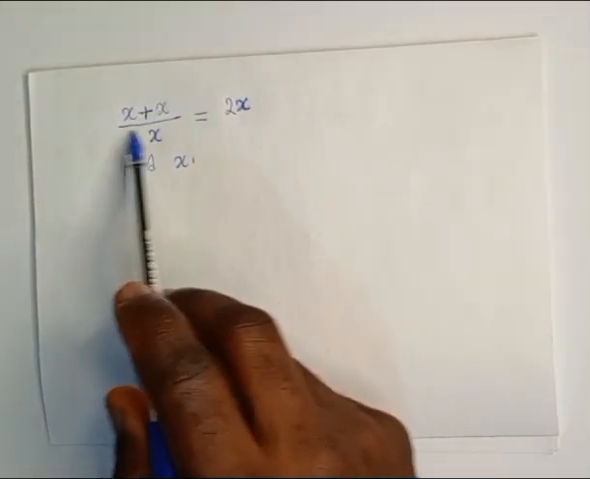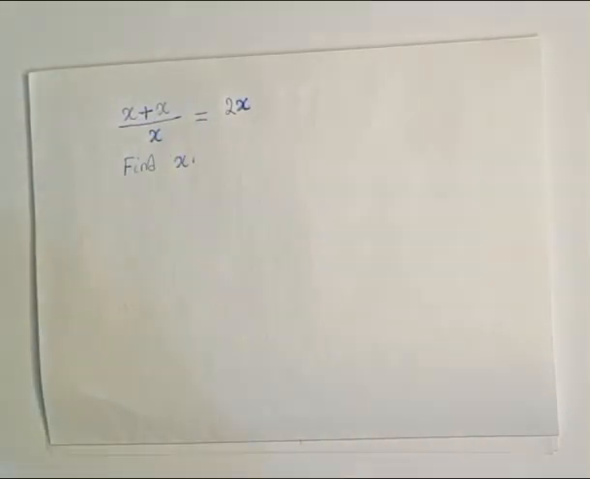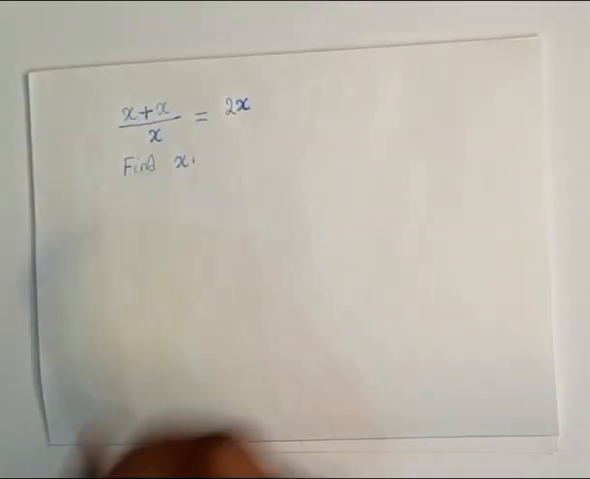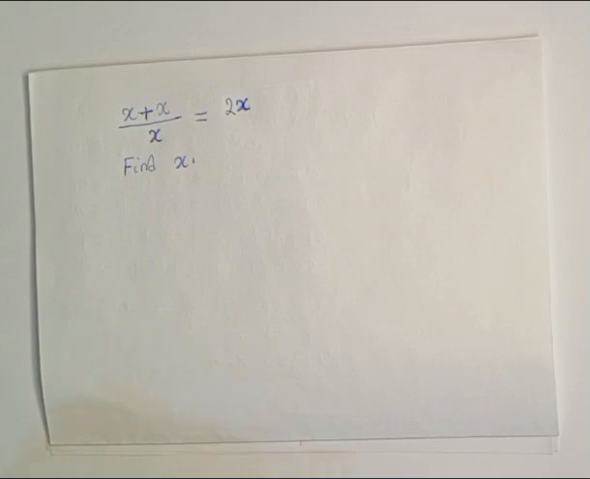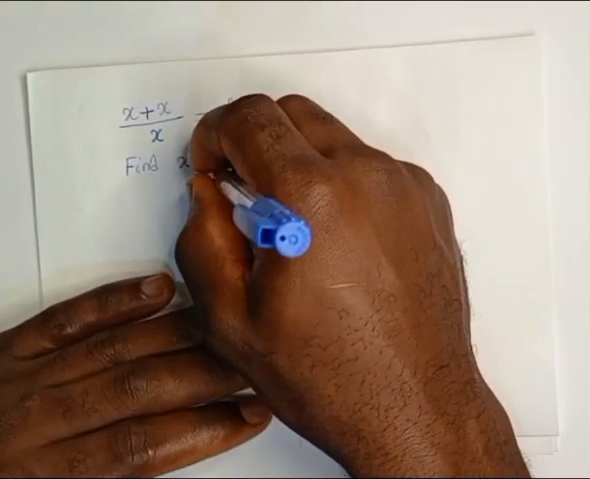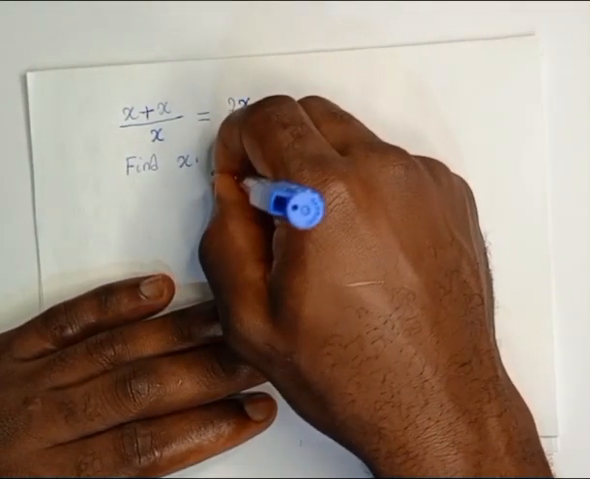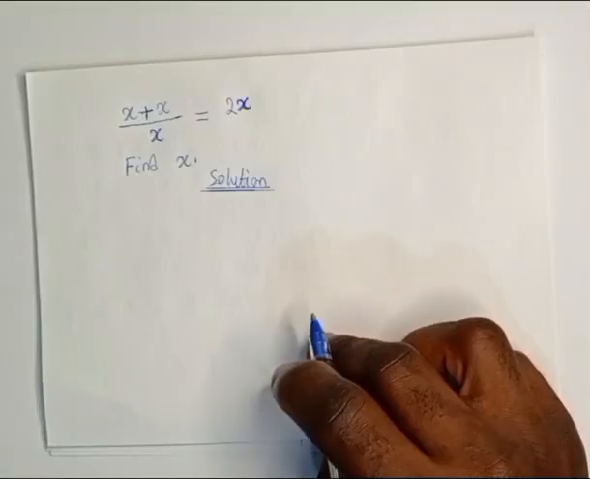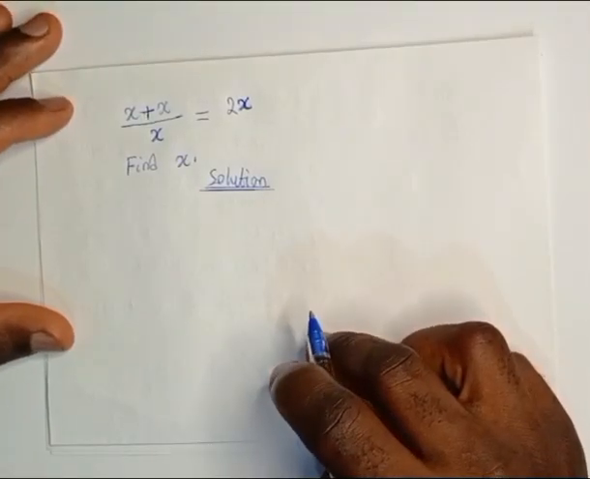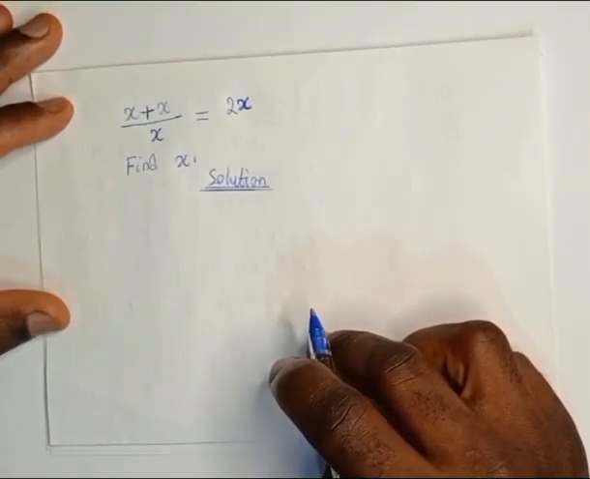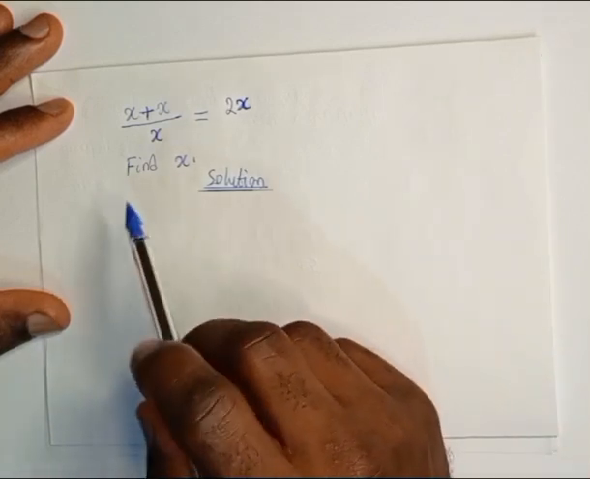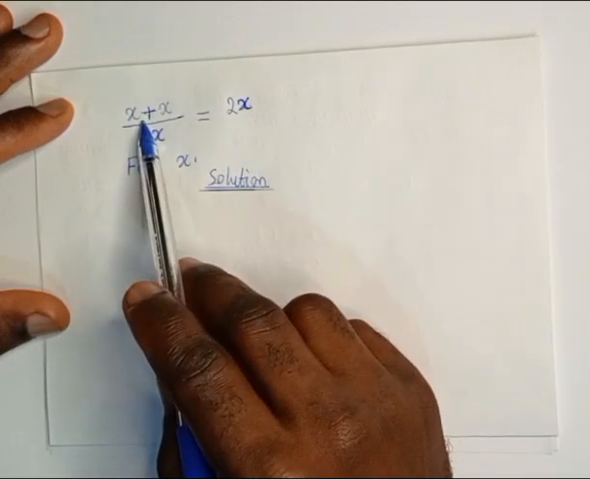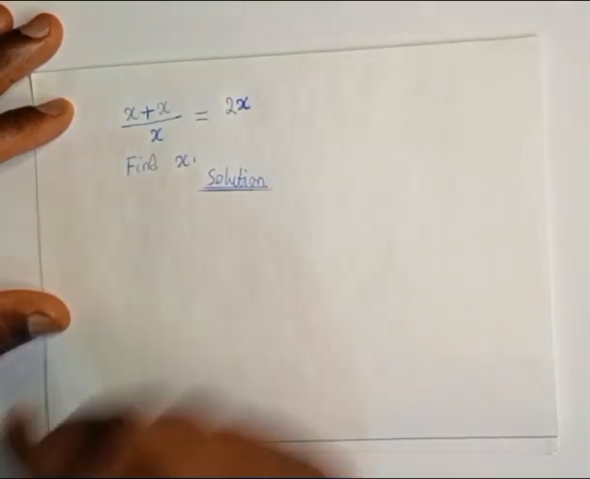(x plus x) all over x is equal to 2x. We have to find the value of x. Take solution. For us to answer this problem, we are going to start by simplifying what we have at the left hand side.